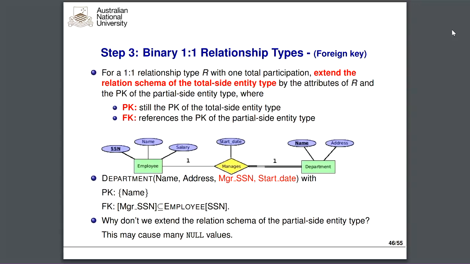Why don't we extend the relation schema of the partial side entity type? So the partial side, which is this side, right? This side is the partial side, and this is the total side, double line is total side, single line is partial participation. So this may cause many empty values, if you think about it, right? And we don't want to have too many empty values, and empty values are kind of a waste when we create this relational schema.